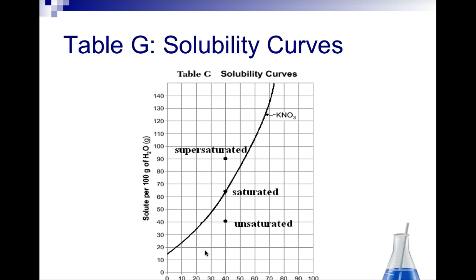And if we're looking at, let's say, potassium nitrate, this is the solubility curve. It basically tells us at what temperature we can dissolve, and how much we can dissolve in water. So if it falls below the curve, it is unsaturated. If it is on the line, it is considered saturated, and anything above the line is considered supersaturated.